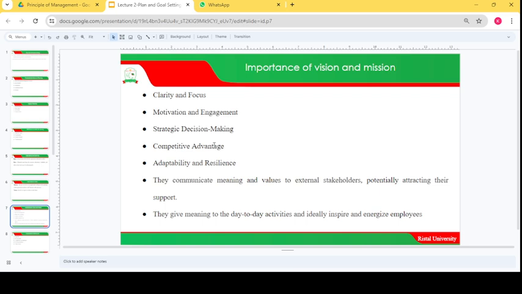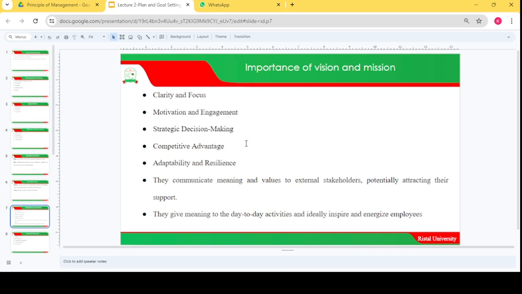So we find that in today's fast world, organizations need to be adaptable. So a clear vision statement provides a guiding star even when the circumstances change. The mission statement ensures the organization stays true to its core purpose, even as it adapts its strategies to navigate challenges or seize new opportunities.